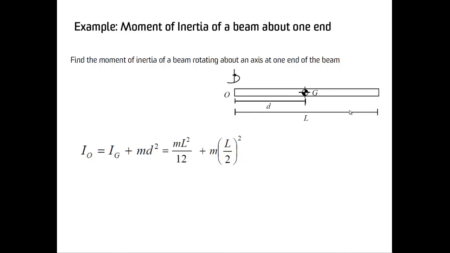which ends up being L divided by 2, which simplifies to I_O is equal to mass times length squared divided by 3. So the moment of inertia about point O is equal to mass times the length squared divided by 3.